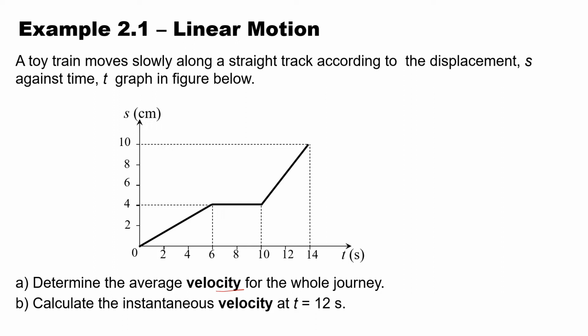The question asks: A. Determine the average velocity for the whole journey from time 0 second to 14 seconds. Question B. Calculate the instantaneous velocity at time equal 12 seconds.